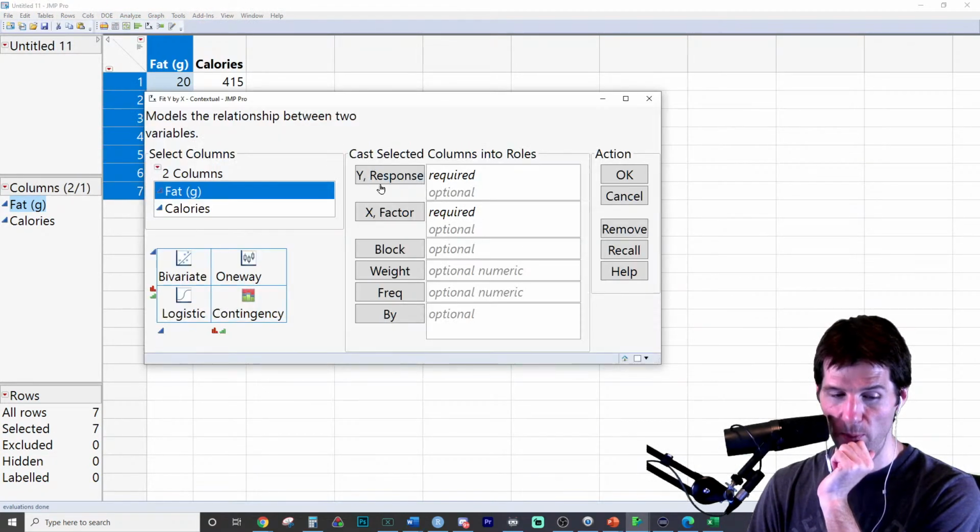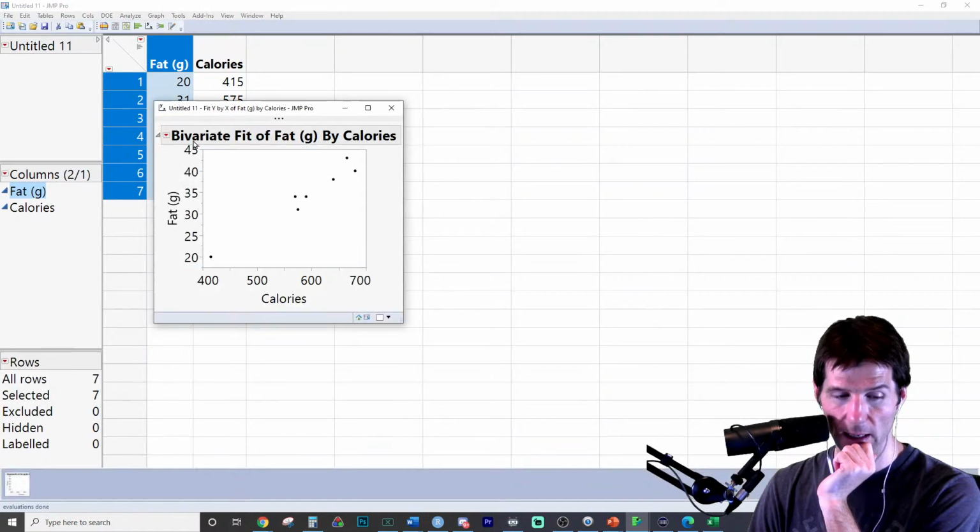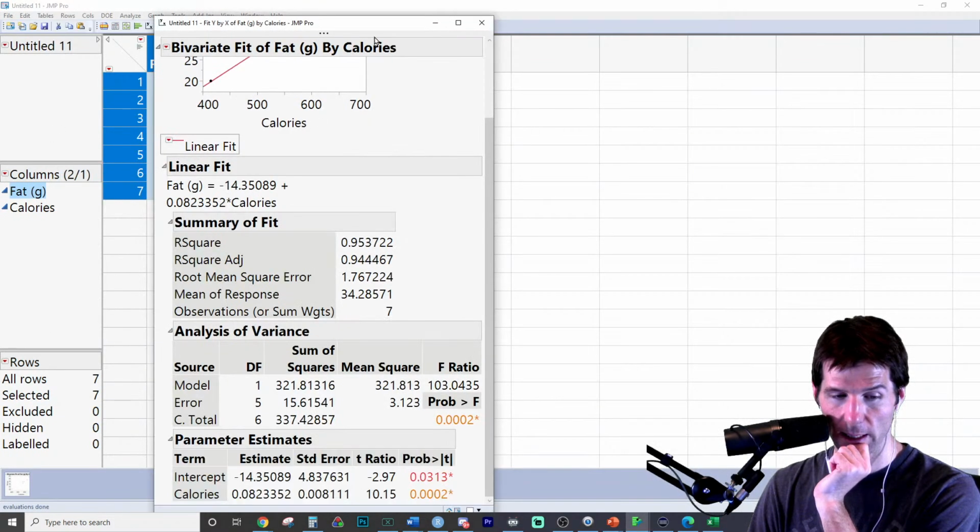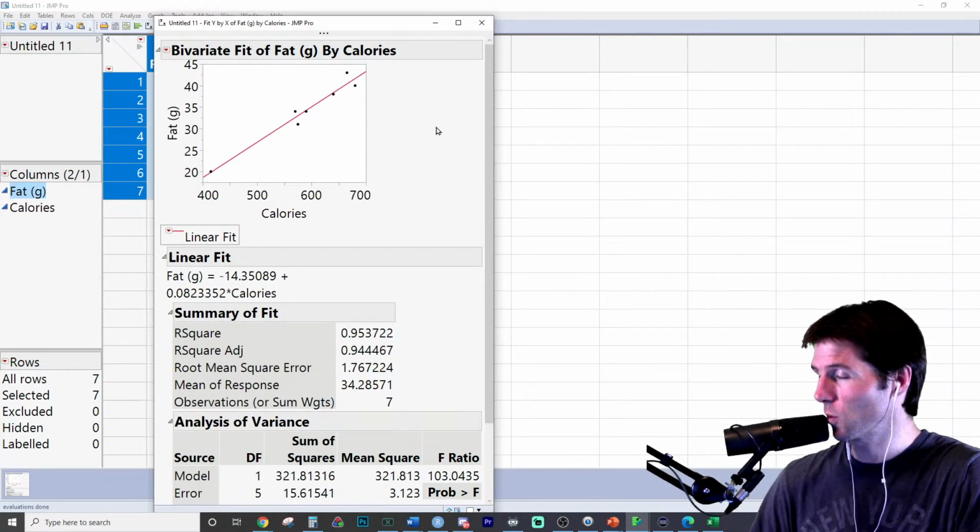Analyze, fit Y by X, predict fat from calories, click OK, got the model, fit the line, make sure we're not clicked on anything, we're good to go, got the pointer tool, awesome. We're back to square one.